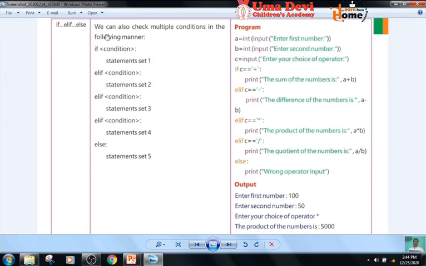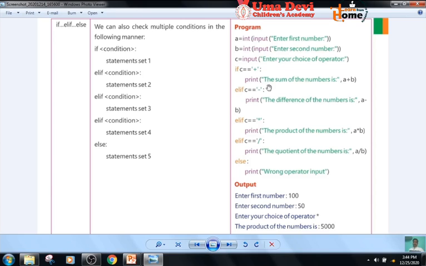Next one is the if elif ladder. We can also check multiple conditions in the program in the following manner. If condition is true, then statements set 1. Elif condition, statements set 2. Elif condition, statements set 3. Elif condition, statements set 4. Then else in the last, statements set 5.